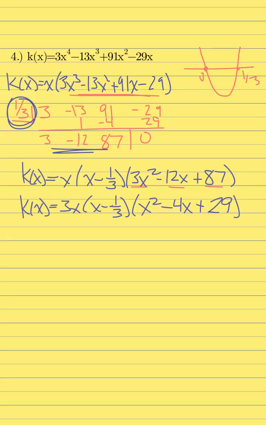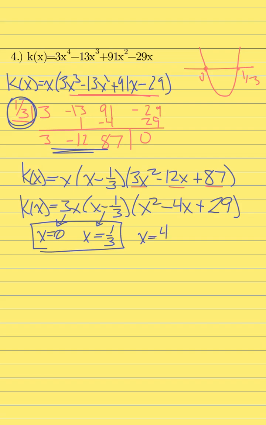Okay. Now when we're trying to find all of our real zeros, one of them is right here. 3x equals 0 means x equals 0. And one of them comes from here. If x minus 1/3 is a factor, then x equals 1/3 is a solution. All right. The other two are going to come from our quadratic. So we're going to have to use the quadratic formula.